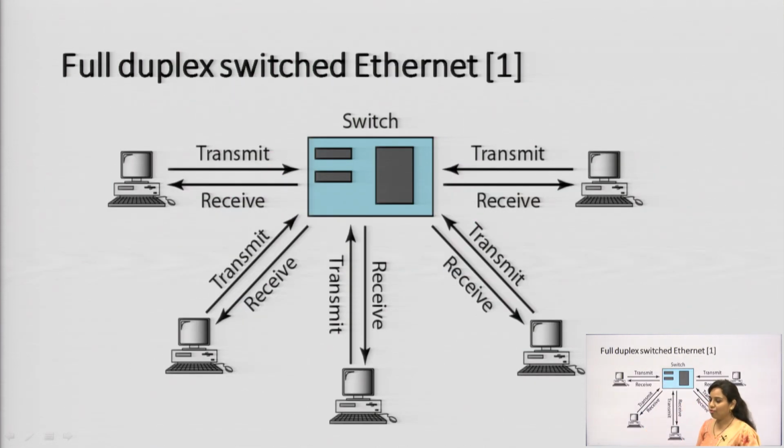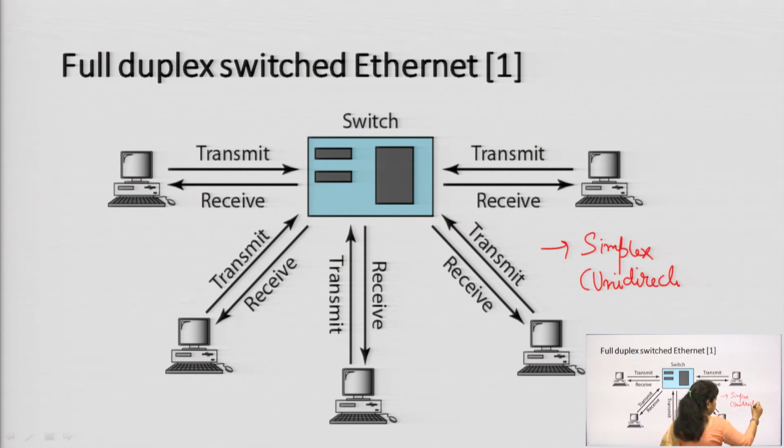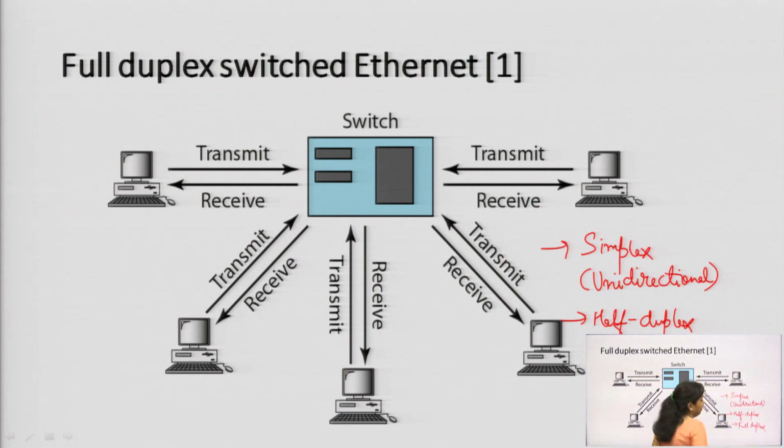Now, next is the full duplex switched Ethernet. There are three different types of duplexing operations. The first one is the simplex method, that is nothing but a unidirectional situation. The second type is half duplex, and the third and most important one is full duplex. What is the difference between these three cases?